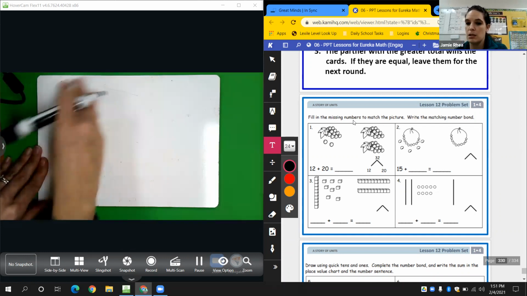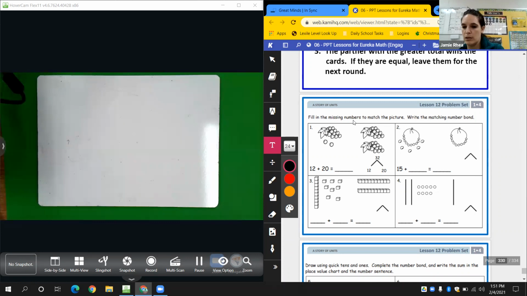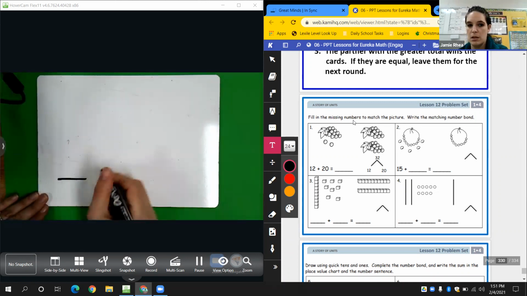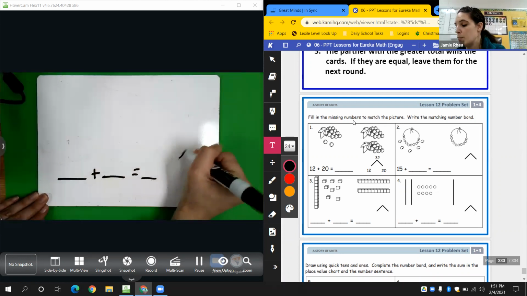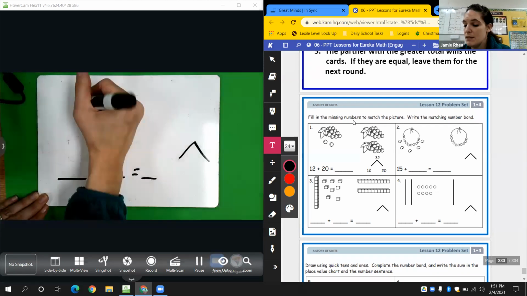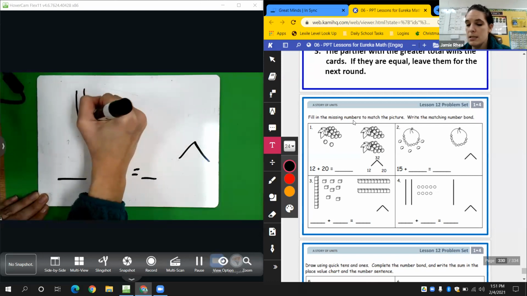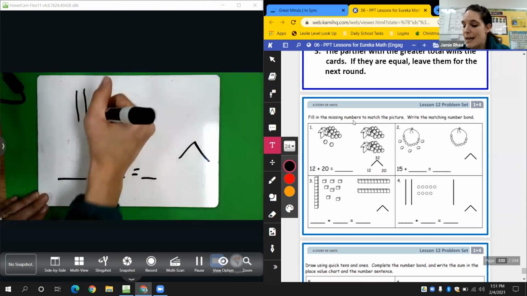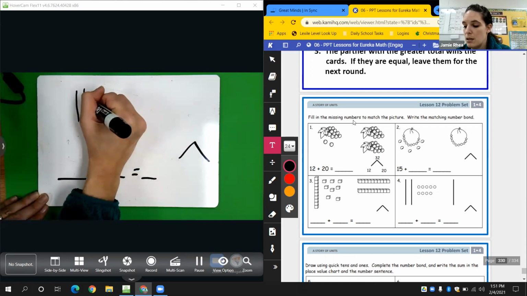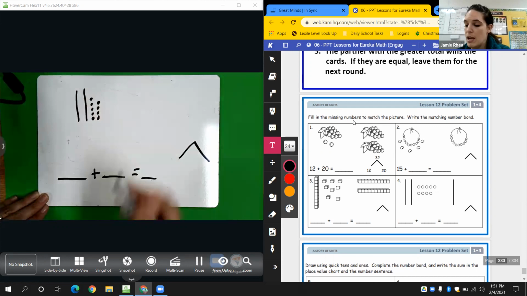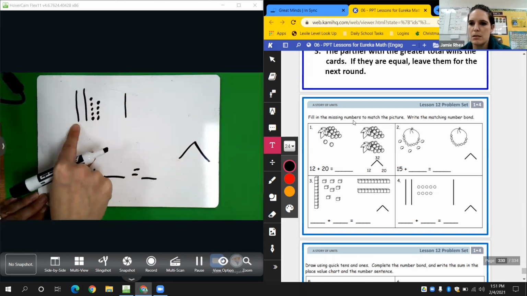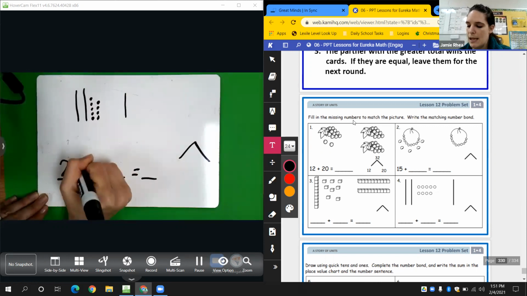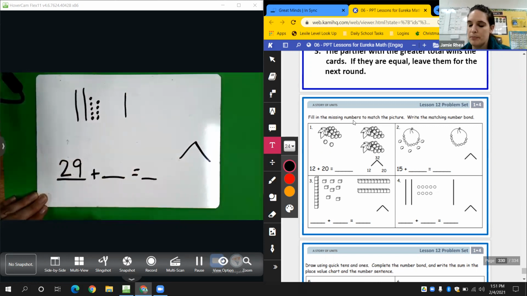Let's look at number 4. There's nothing filled in for us. It has a blank plus blank equals blank, and it has a blank number bond, but it gives me 2 10s and 9 1s and 1 10. So I can look, what's 2 10s plus 9 1s? 2 10s and 9 1s is 29.